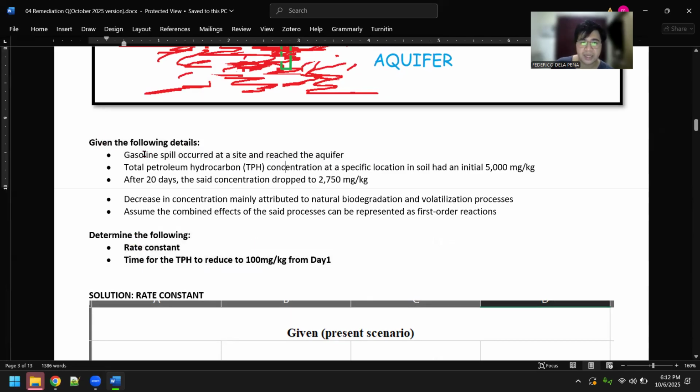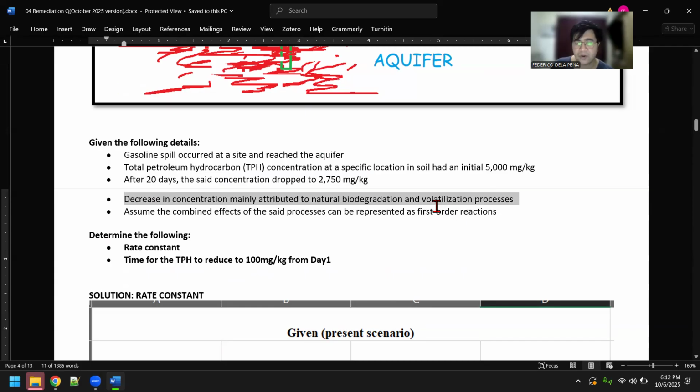These are the details. You have a gasoline spill, which reached the aquifer, measured as total petroleum hydrocarbon. So this is the general measure for most petroleum products. The initial concentration is 5,000 milligrams per kilogram. After 20 days, concentration dropped to 2,750 milligrams per kilogram.